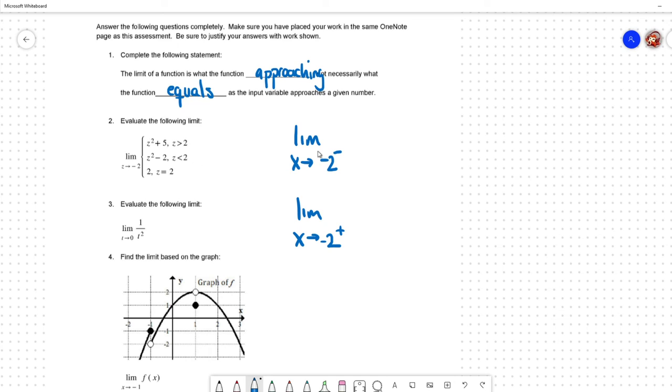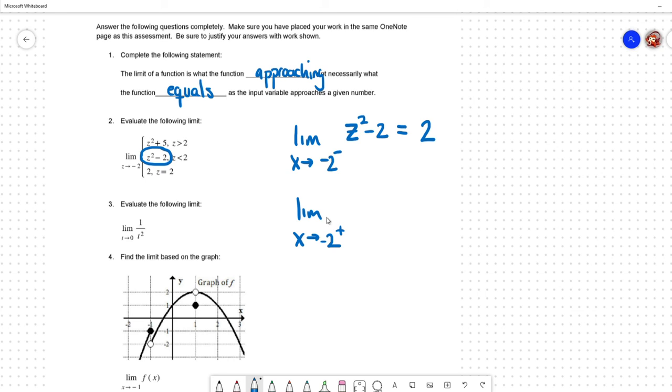Well, it's -2, which is less than 2, so it would be this piece right here. So I would be using z squared minus 2, because this number is less than -2. All right, this I know is a continuous function already. It is a polynomial. So I can just directly substitute to evaluate. So -2 squared is going to be 4, minus 2 is 2.